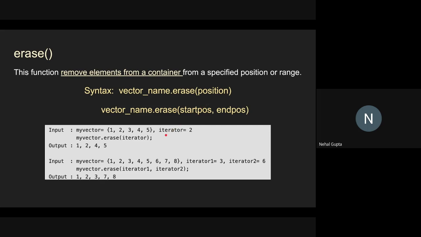And it will simply remove the elements from the vector, and then the size of the vector also decreases by the number of elements that you have removed. So for example, initially my size was 5, now the size becomes 4, and the size of the vector gets decreased.